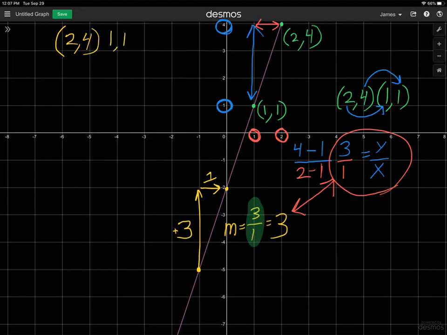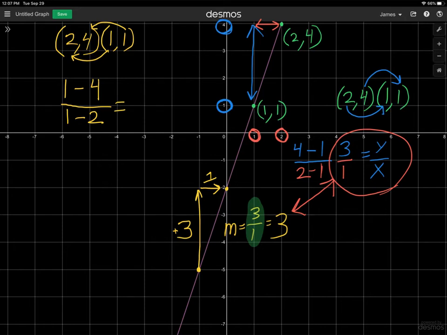I'm using the exact same set of points again, just to show you something else. So far, I was subtracting left to right. What if I subtracted the other direction? What if I subtracted that way? 1 minus the 4. I just changed the direction, but the y values are still on top. X values will still be on bottom, and now I'm doing 1 minus 2.